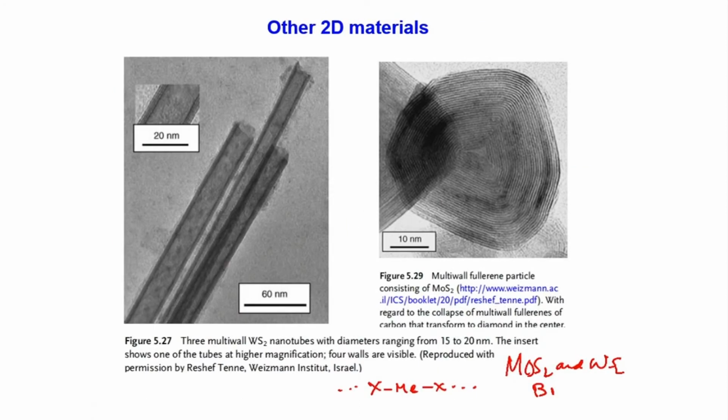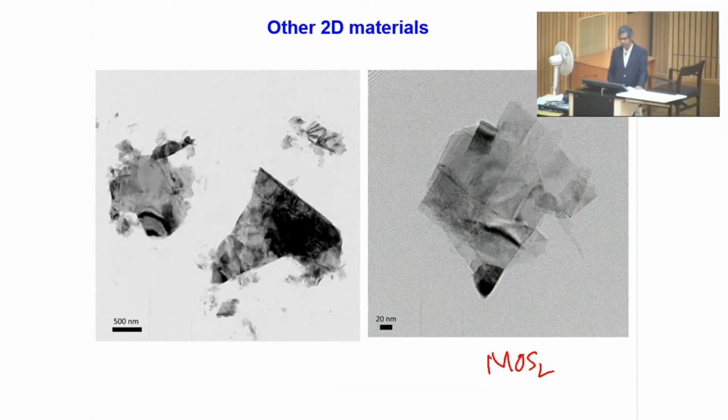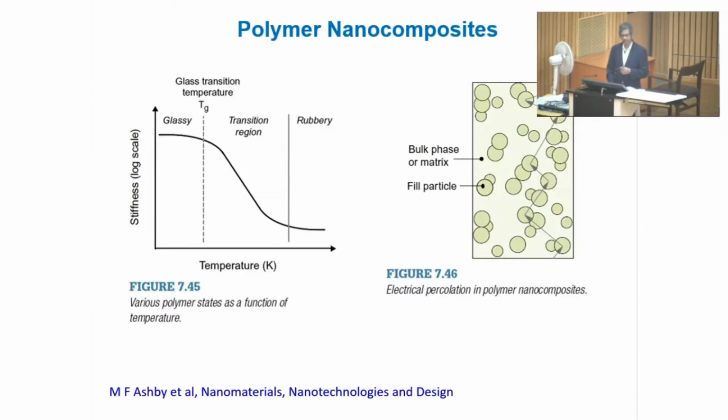And there are many other 2D materials. Most important are MoS2 and WS2, and they are also produced in a similar way. You can see this is WS2 multi-wall nanotubes, and on the right side you can see multi-wall fullerene obtained from MoS2. You can always produce thin sheets of MoS2 by the sonochemical route, which we discussed in an earlier part of this course. So as you can see, various 2D materials can be easily produced for this purpose.